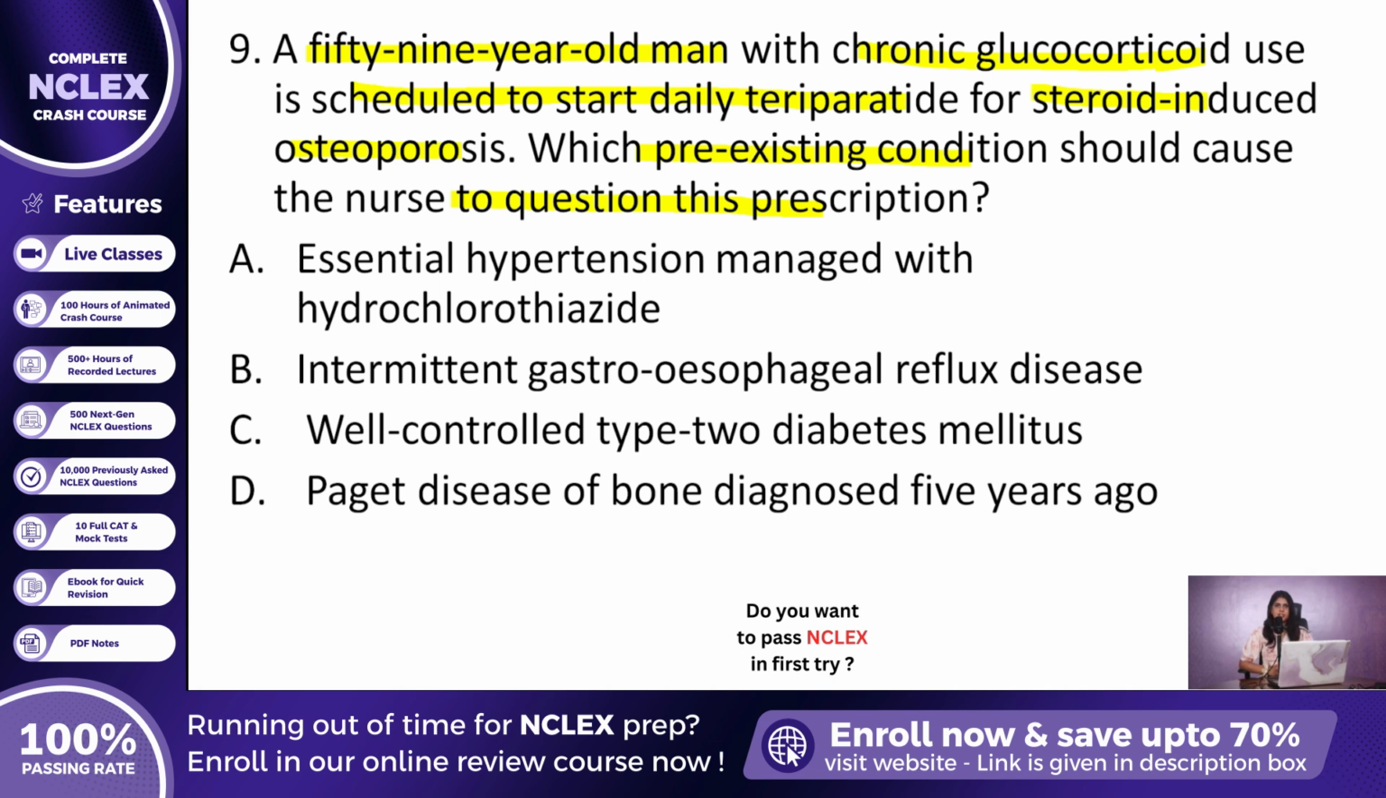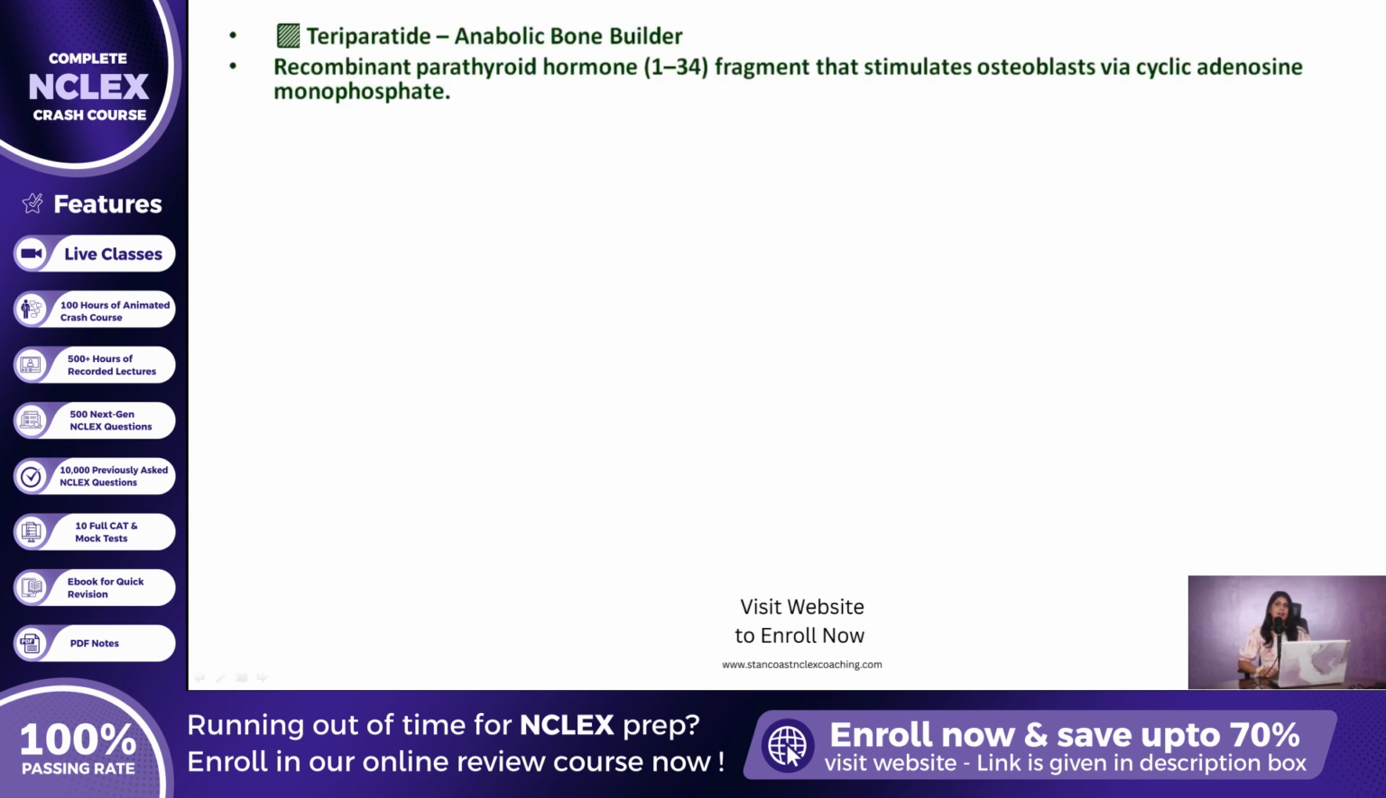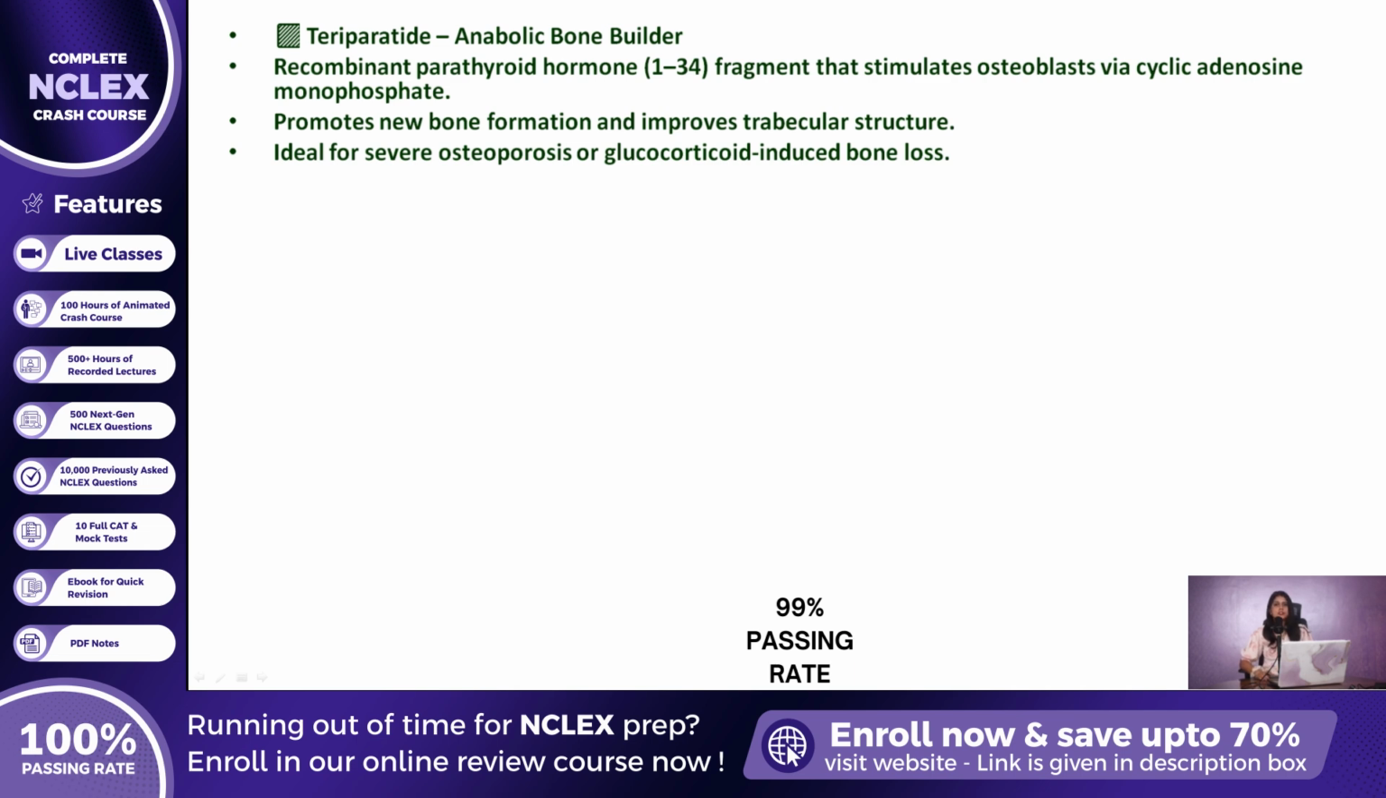The correct answer is option D, because the one that truly disqualifies teriparatide is option D, Paget disease of bone diagnosed 5 years ago. Here is why, with extra depth to cement the concept. Teriparatide is a recombinant human parathyroid hormone fragment, consisting of the first 34 amino acids. When administered once daily, it stimulates osteoblast differentiation and activity by transiently increasing cyclic adenosine monophosphate in osteoprogenitor cells, thereby promoting new bone formation and improving trabecular microarchitecture. Because of these anabolic effects, teriparatide is especially useful for severe osteoporosis or glucocorticoid-induced bone loss.